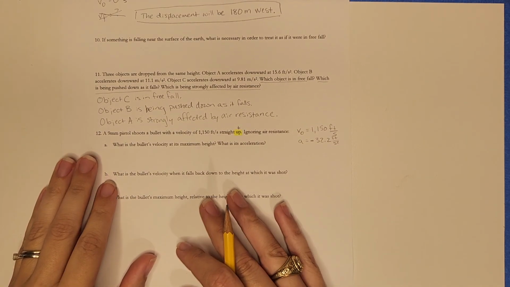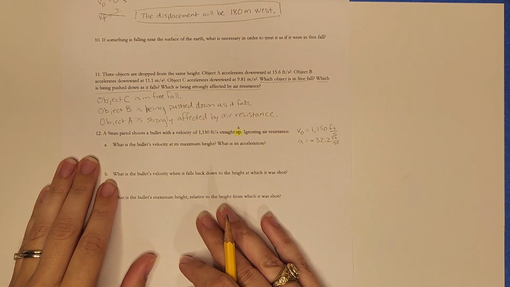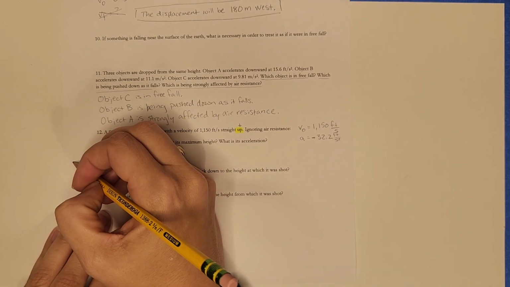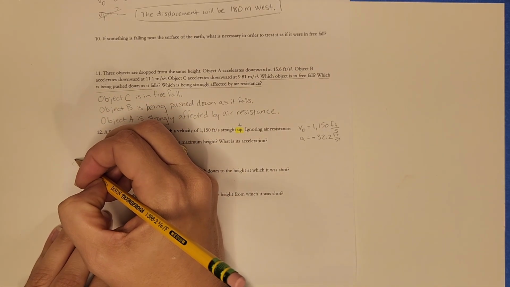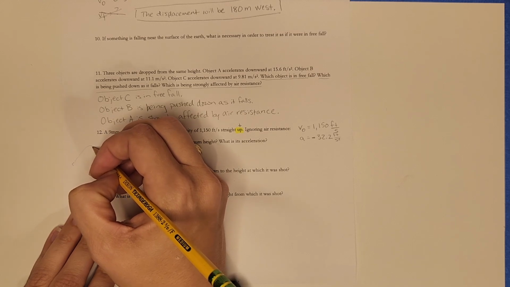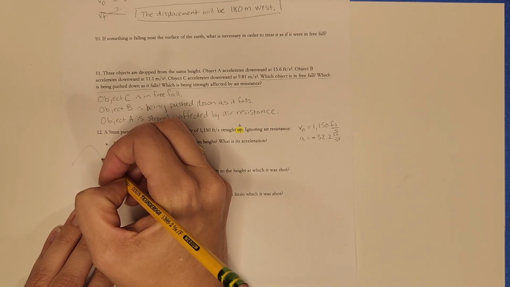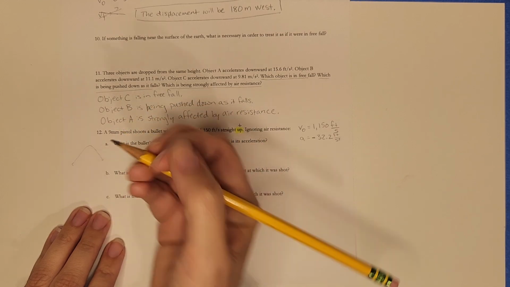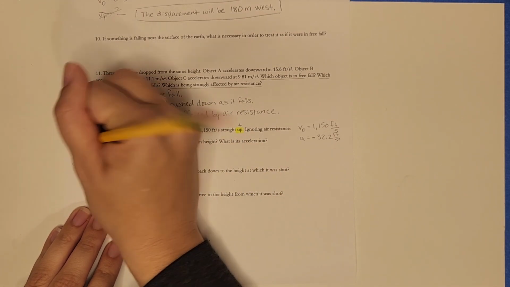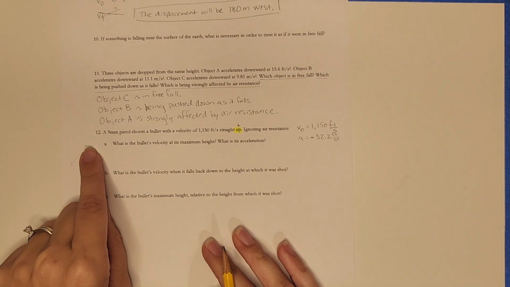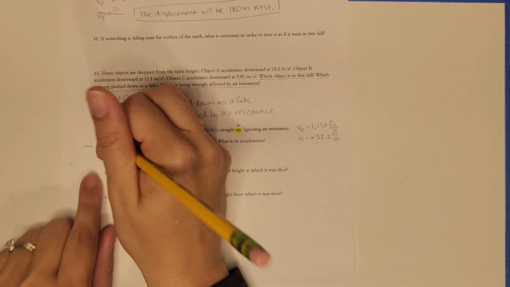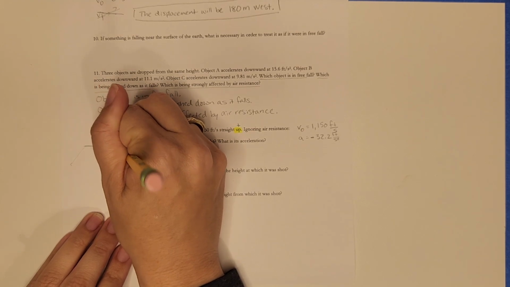All right, so the velocity at the maximum height. Let's just draw this out. There's a pistol, it shoots the bullet, and then it's going to drop back down. At its maximum height, the velocity is changing from positive up to negative down. So the velocity at the maximum height is 0.